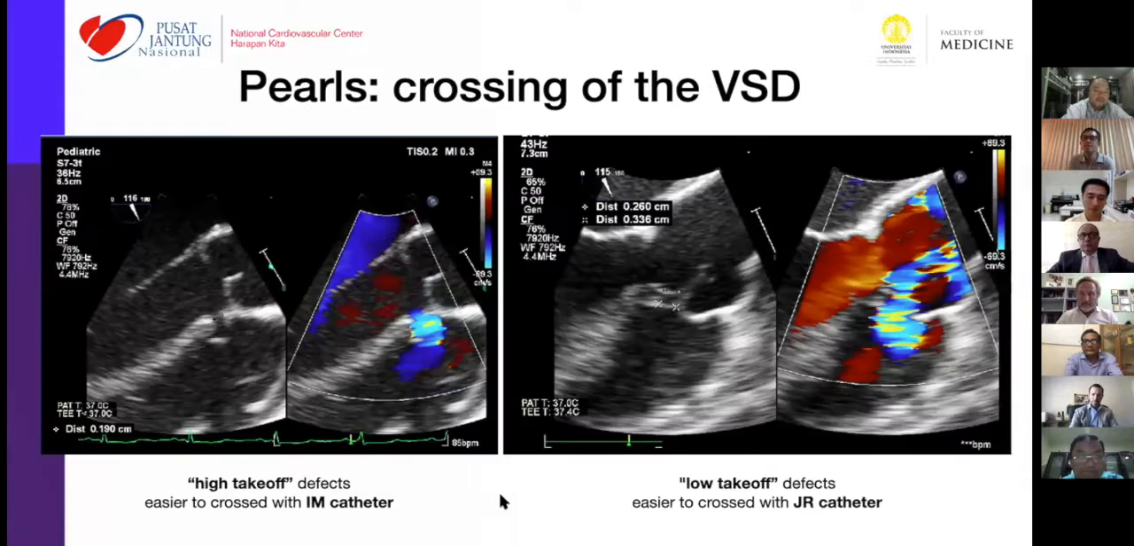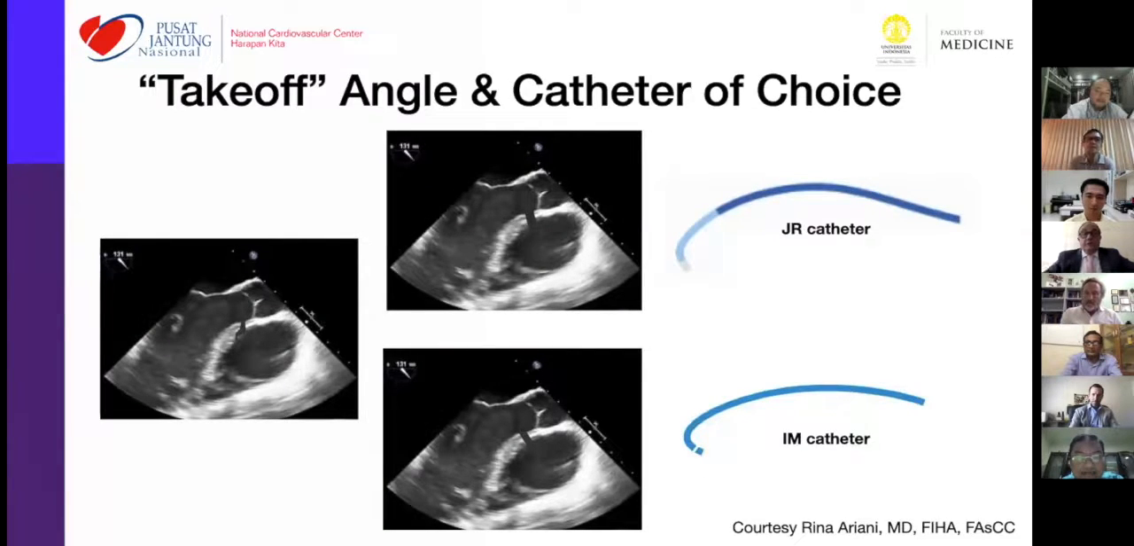Then the approach to crossing the VSD depends on the high takeoff versus the low takeoff. If the VSD has a low takeoff, you can use the Judkins right launcher to cross the VSD. But with a high takeoff, when the angle is approximately 90 degrees to the aortic plane, you can use the internal mammary catheter.